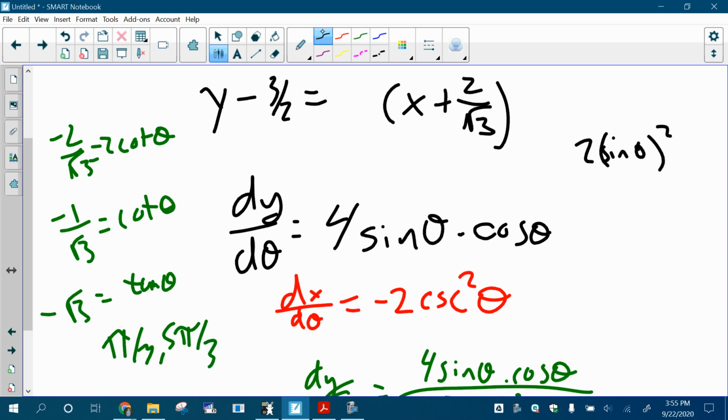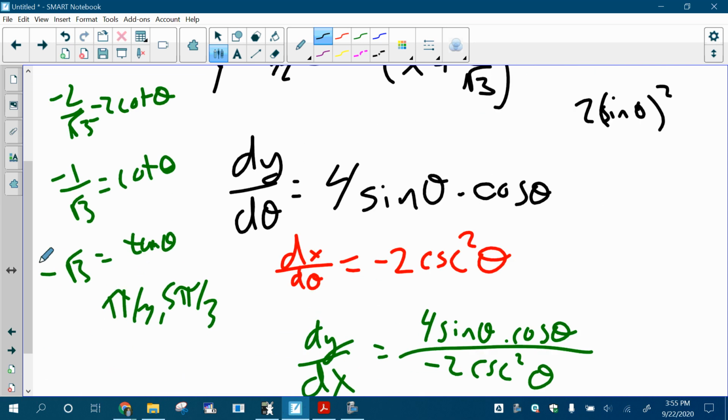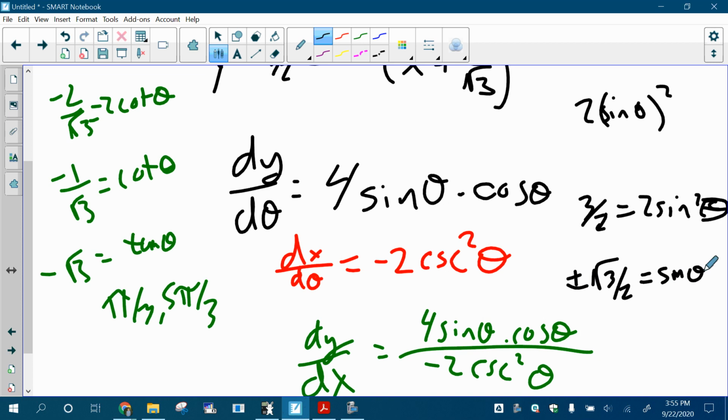I'm going to do a similar thing with the y coordinate. I'm going to set 3 halves equal to 2 sine squared of theta. It's right over here: 3 halves equals 2 sine squared. I'm going to solve. Divide both sides by 2, square root both sides. I have plus or minus root 3 over 2 equals sine of theta. When sine is positive or negative root 3 over 2, that's at pi thirds, 2 pi thirds, 4 pi thirds, or 5 pi thirds.